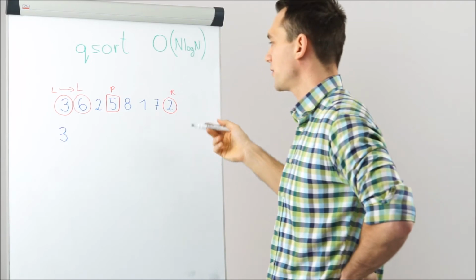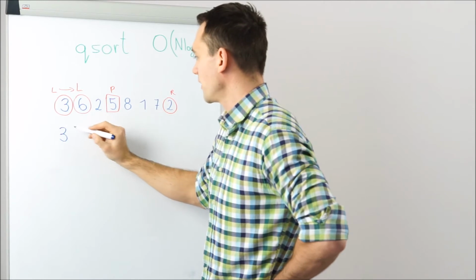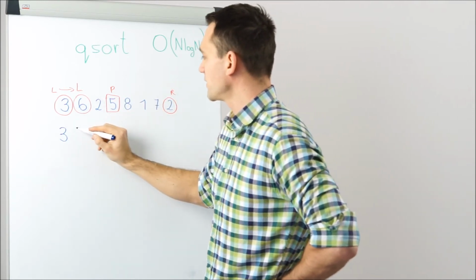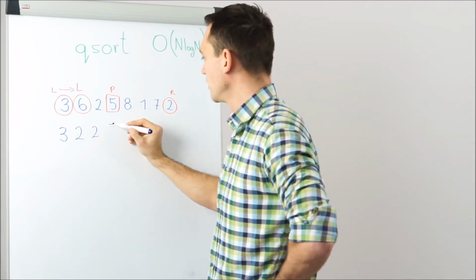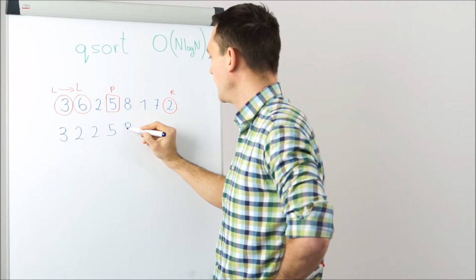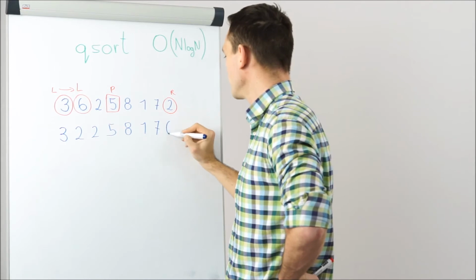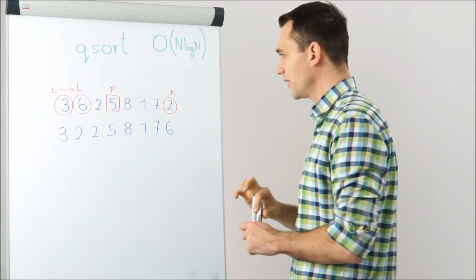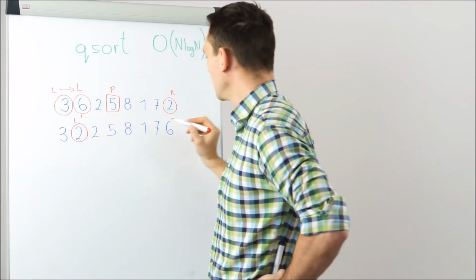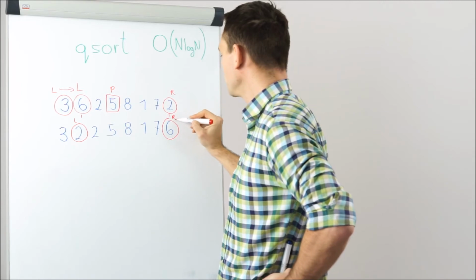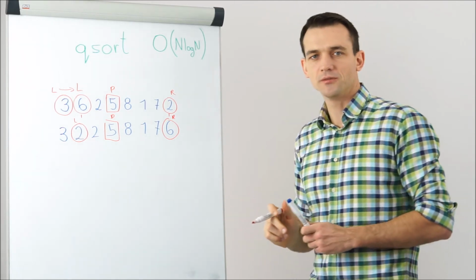So let's rewrite our array after swapping those elements, 6 with 2. So we have 3, 2 goes to the left side, here will be 2, here will be 6 again, 5 our pivot element, 8, 1, 7 and 6. Okay, let's rewrite our pointers. So our left pointer is here, our right pointer is here, our pivot is here. So we continue.